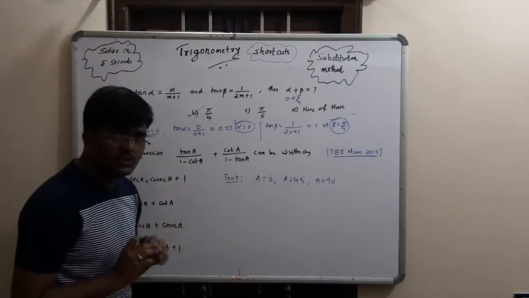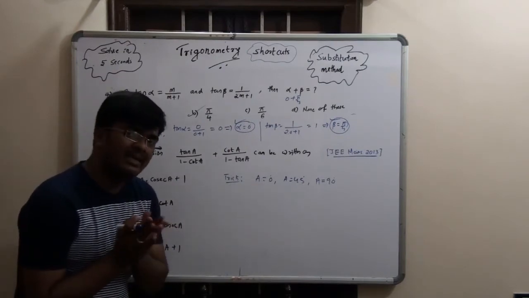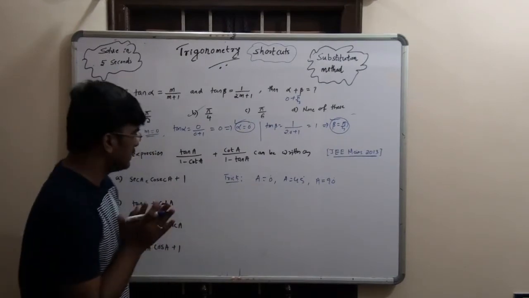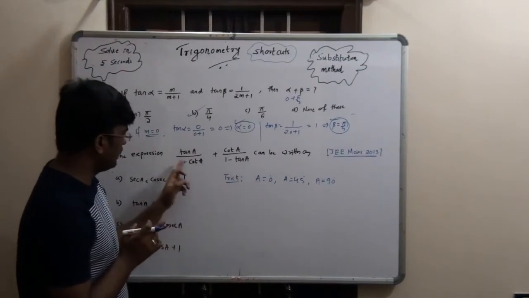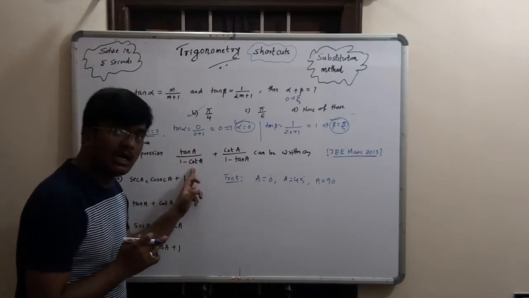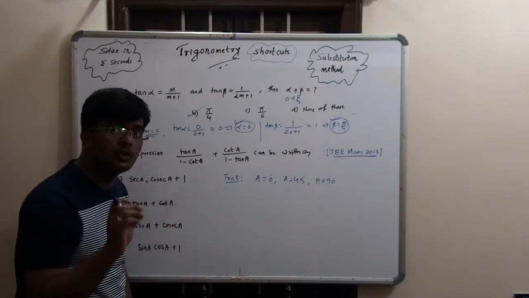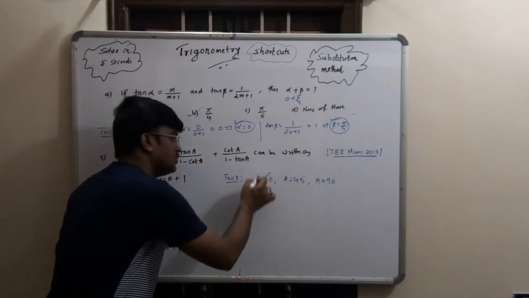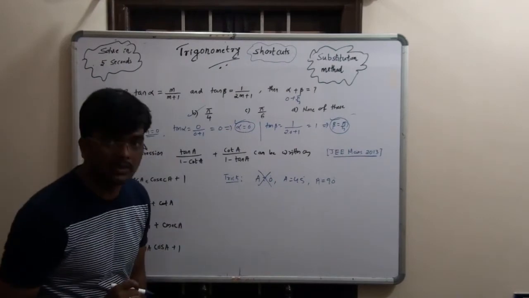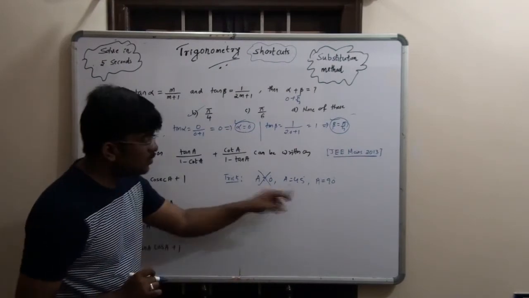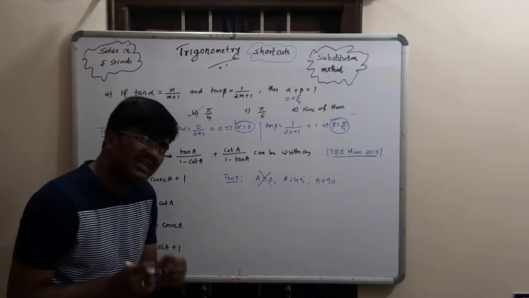Listen. If a is equal to 0 degree, what will happen? Can I take it or should it not be taken? If a is equal to 0 degree, cot 0 value is undefined. Whenever an undefined case comes here, such an angle should not be taken. Hence a is equal to 0 degree is ruled out. It should not be taken. A is equal to 45, sir. A is equal to 45 can be taken?